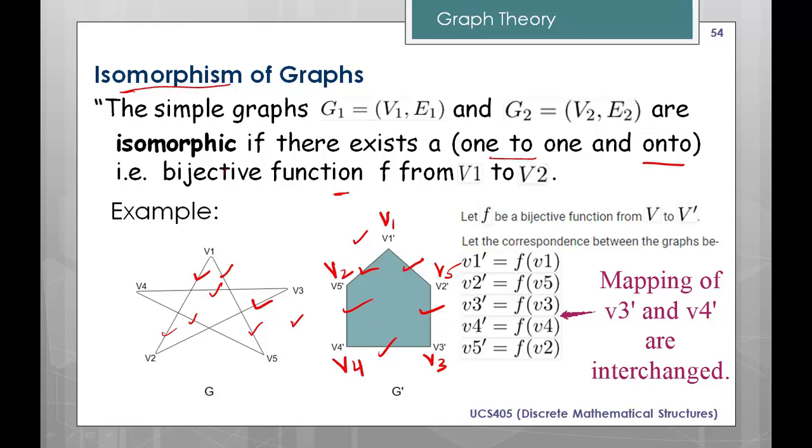Next condition is about the degree of every node. For example, here V1 has degree 2, and V1 dash has degree 2. There are 5 nodes, and every node has degree 2. In the other graph again every node has degree 2. So that means both the graphs are isomorphic.